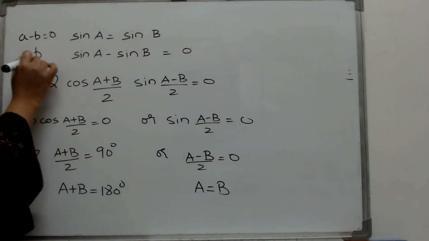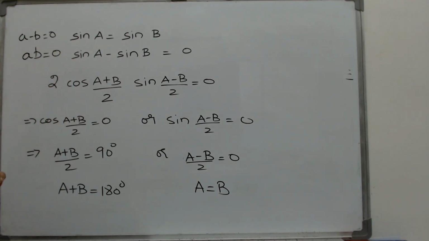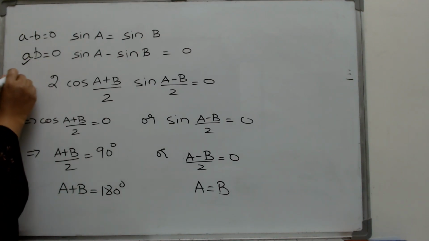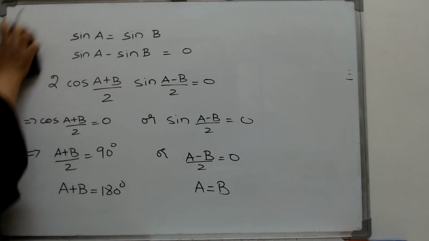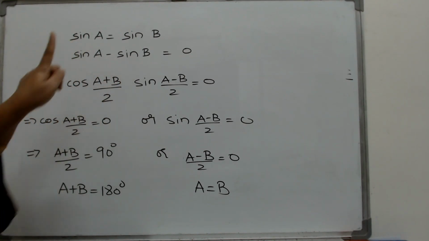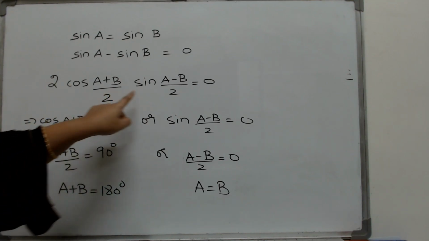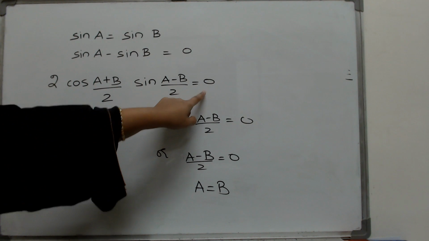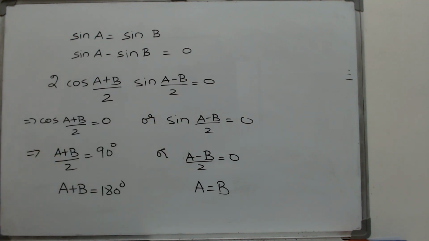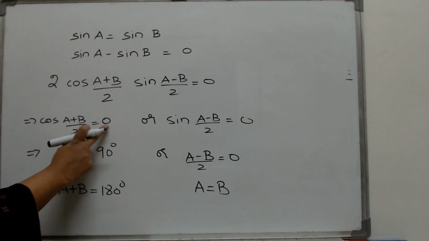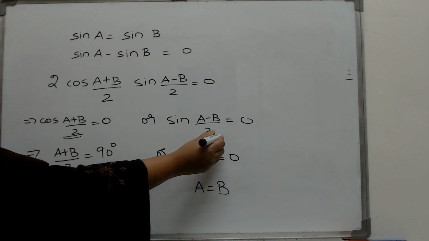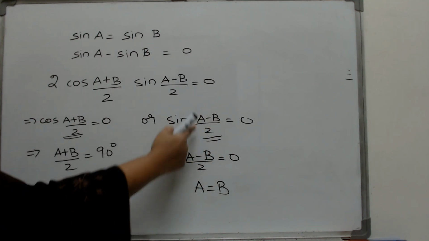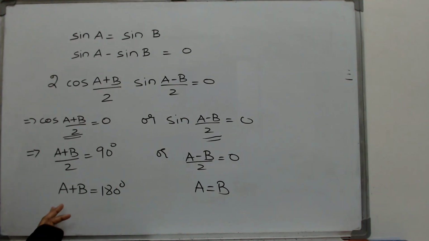But at the same time, if I tell you A into B is 0, what does that mean? One of them has to be 0. Either A has to be 0 or B has to be 0. That is why these formulas are very important. What we have done is taken a difference, changed it into a product of two numbers, which is 0, which means what? One of them has to be 0. Now cos 90 is 0, which means this angle can be 90. Similarly, sine 0 is 0, which means this angle can be 0. So these are the two possible cases.